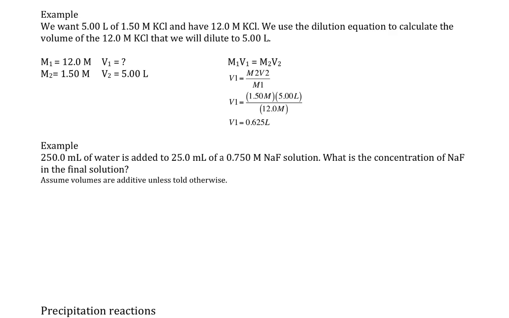We will use the dilution equation to calculate the volume of the 12 molar KCl that we will dilute to 5 liters. All right, so we have M1 is 12.0 molar. V1 is what we're after determining, so V1 equals question mark. M2 equals 1.50 molar, and V2 equals 5.00 liters. So there's our dilution equation, M1 V1 equals M2 V2.